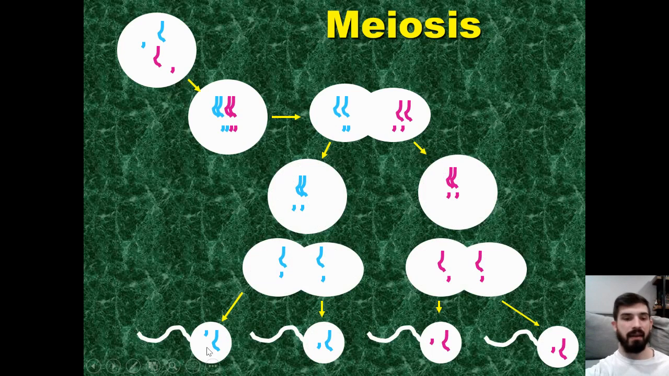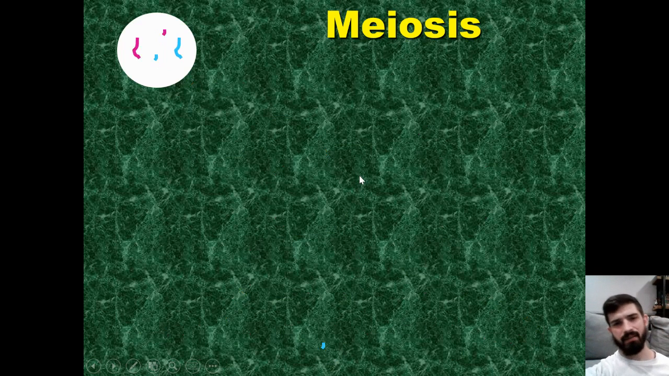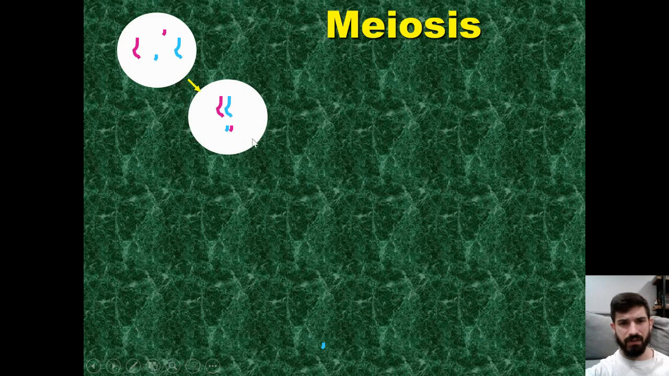So now, instead of having a full pair, it only has 1 chromosome in each one. But it gets even more complicated than that. What really happens is during the first phase, when it duplicates the DNA, you'll notice that this purple chromosome has part of the blue end here, and this blue chromosome has part of the purple end. We call this crossing over.